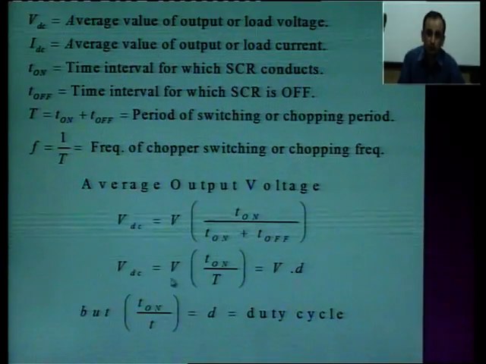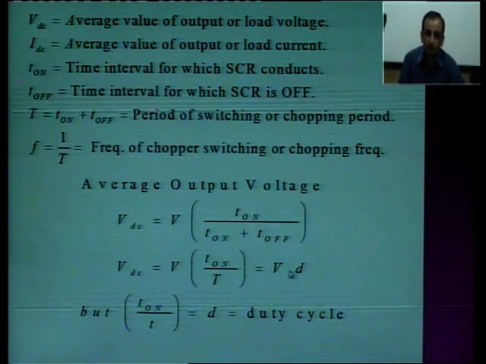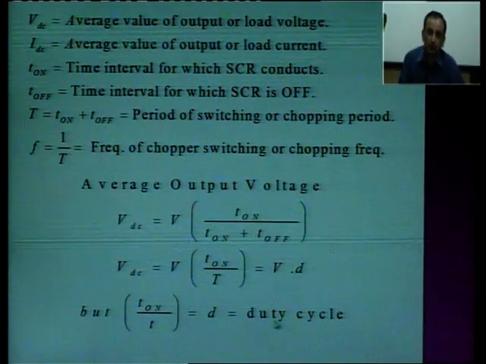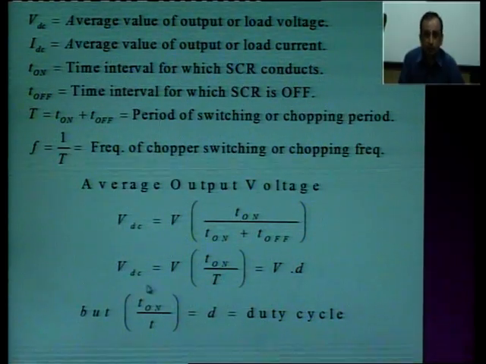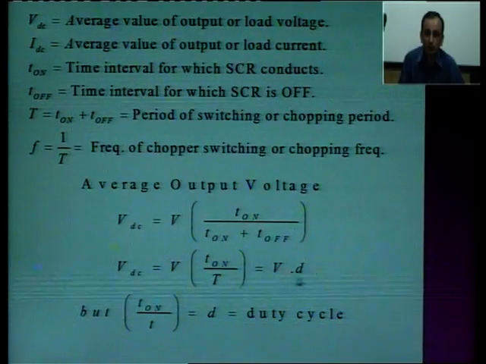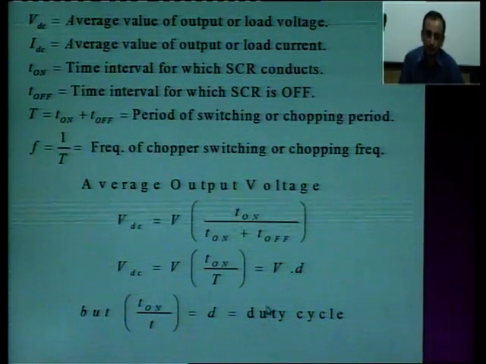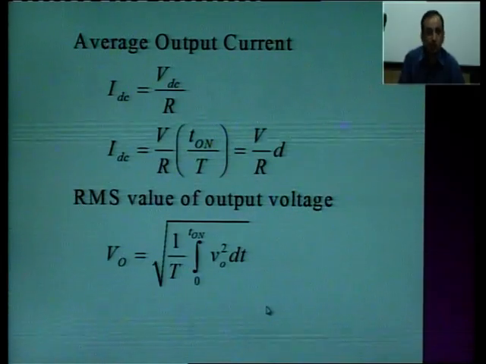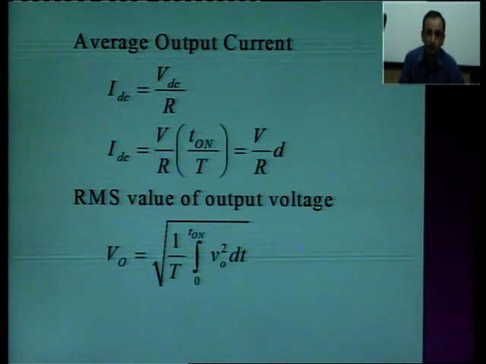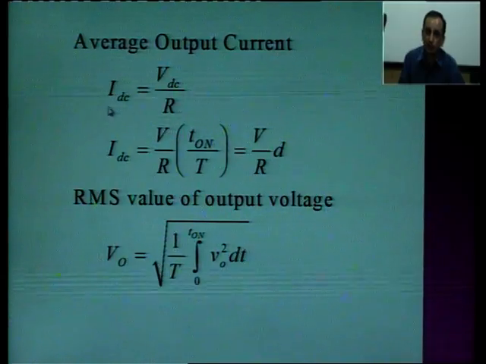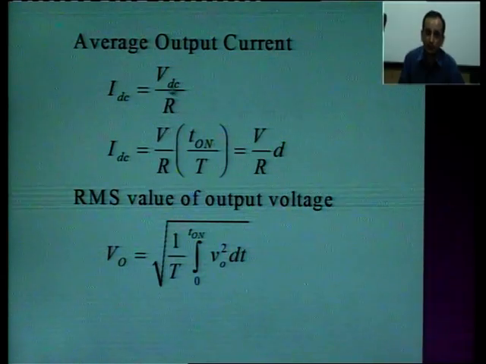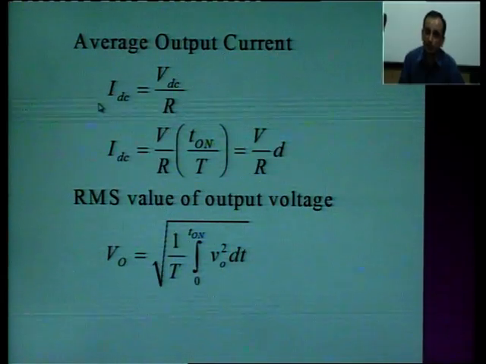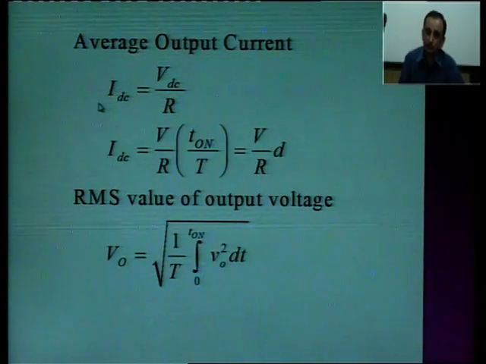So, in terms of this T on by T, this is what we call the duty cycle, represented by D. The voltage across your load will be equal to the supply voltage multiplied by the duty cycle. Now, the current can also be calculated in a similar pattern as we calculated for the voltages. Here we know that it is a resistive load, so whatever voltage is available there divided by the resistance gives you the average value of the output current.